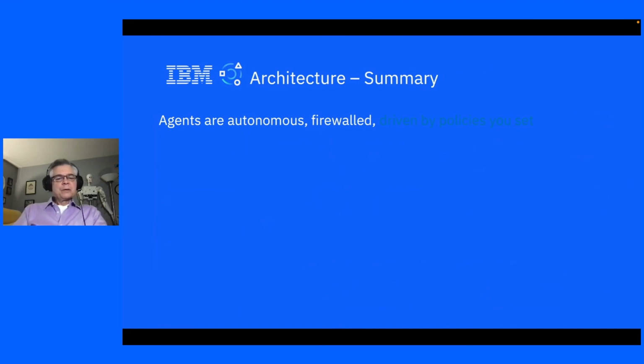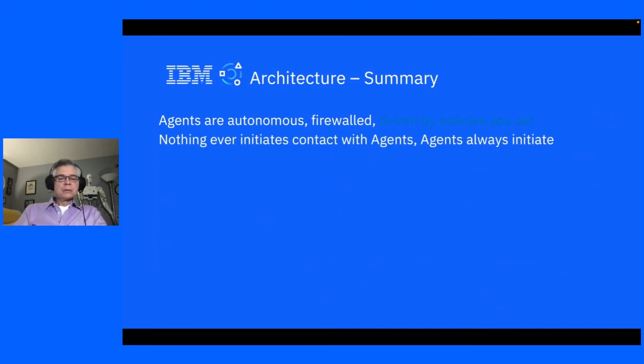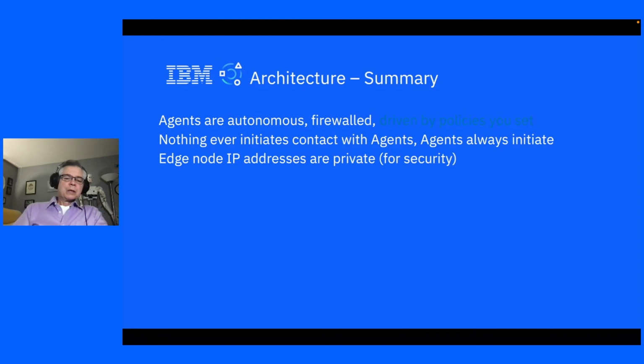So quick summary: the agents are autonomous and they can be firewalled. They don't open any ports. Nothing ever initiates contact with the agents. The agents always initiate contact. So the agents reach outward, and this prevents any malevolent actors from reaching into the agent. Edge node IP addresses are private for security and privacy. So even if you know which node, you don't know its IP address, so you don't know its location physically on the planet. It's good for privacy and security.